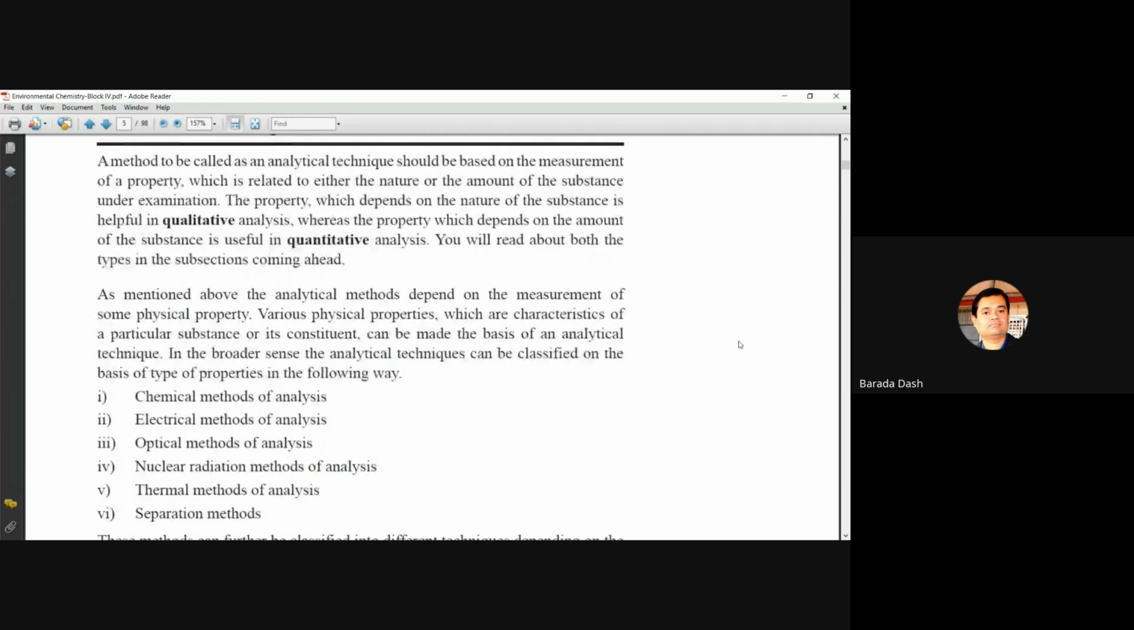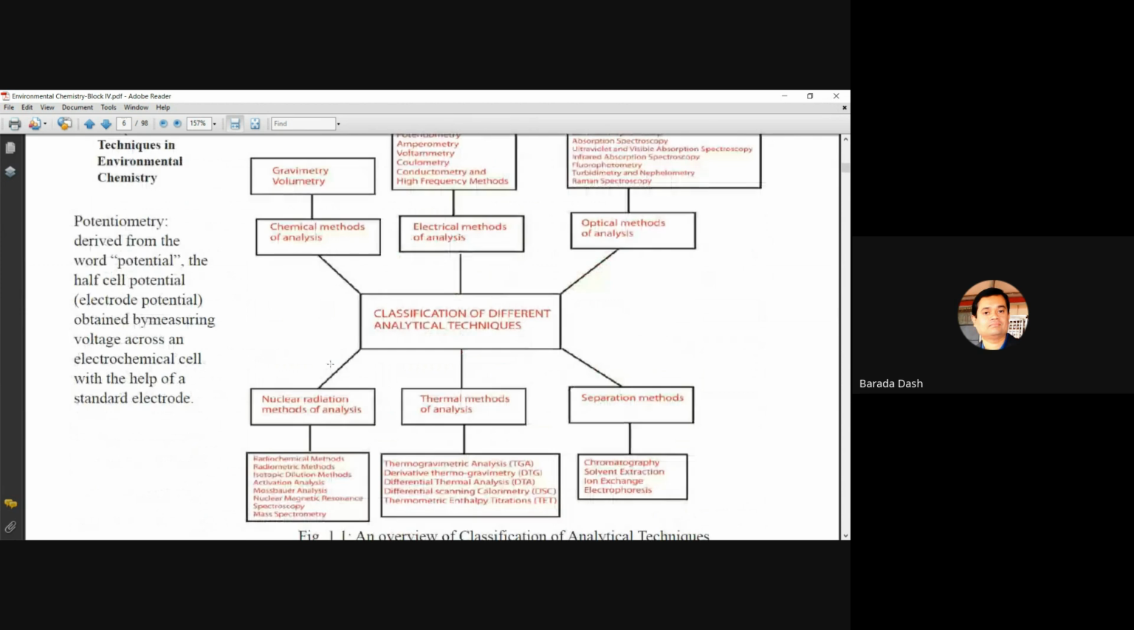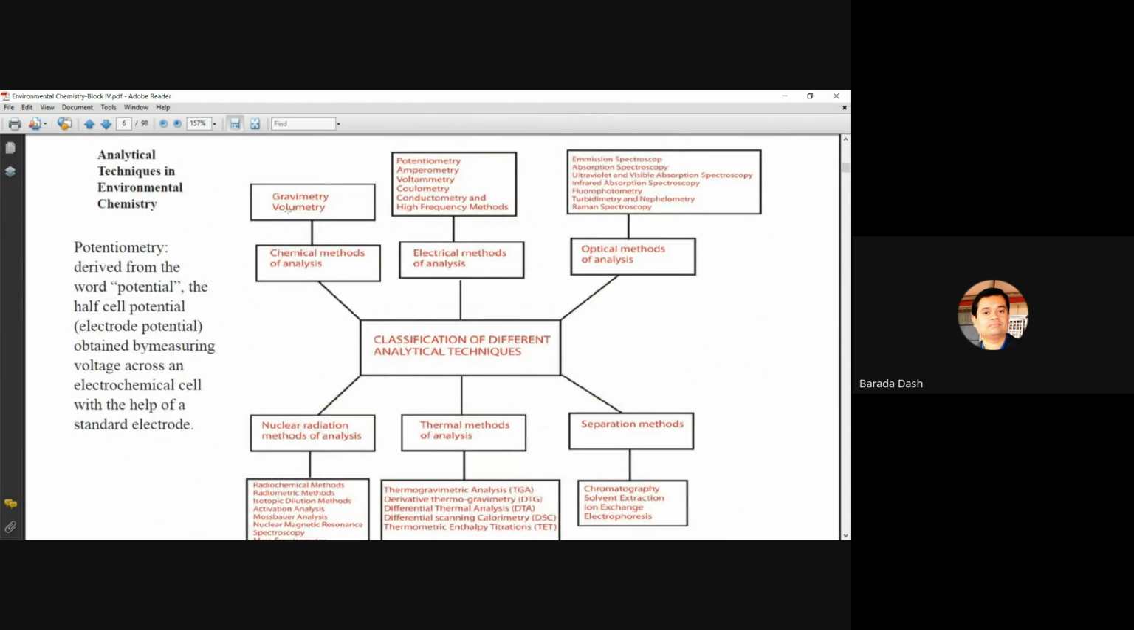Then classification of techniques: we have chemical methods, electrical methods, optical methods, nuclear radiation methods, thermal methods, and separation methods. So all these are there. In the classification of different analytical techniques, you see chemical methods: gravimetry, volumetry; electrical methods: potentiometry, amperometry, voltammetry, coulometry, conductometry, high frequency methods. Then optical methods: emission spectroscopy, absorption spectroscopy, UV visible spectroscopy, IR spectroscopy, fluorophotometry, turbidimetry, nephelometry, Raman spectroscopy.